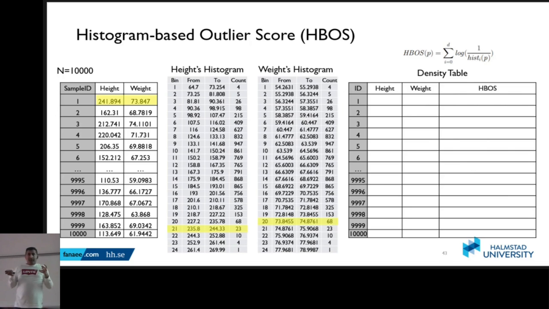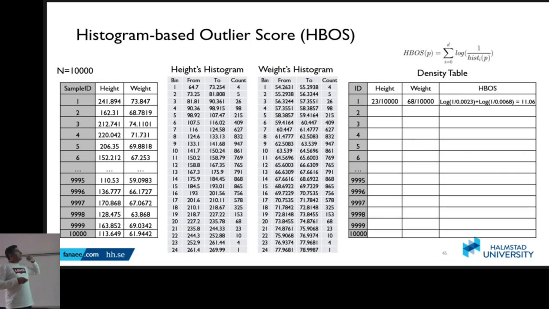So according to Bayes theory, if we consider these two events independent of each other, the probability of this happening is the probability of this one multiplied by the probability of this one. The probability of this one is 23 divided by 10,000, since we have 10,000 examples, and this one is 68 divided by 10,000. If we multiply these two probabilities, it gives the probability of this observation. HBOS just inverts this and applies a log transform. So this gives us an HBOS score of 11.06.